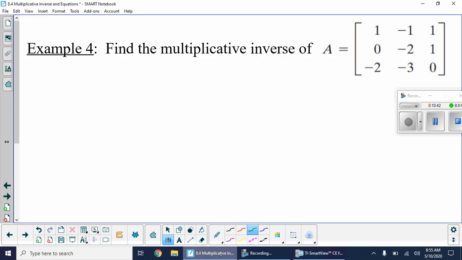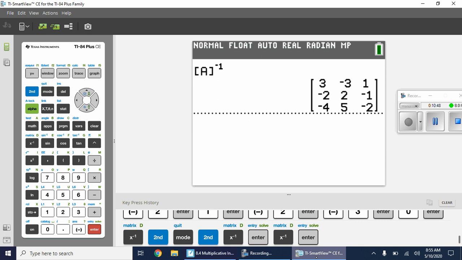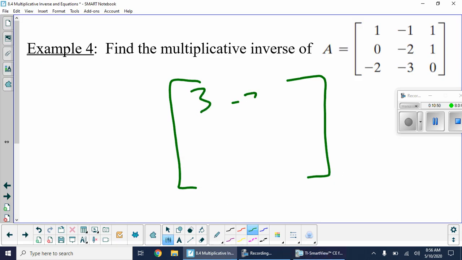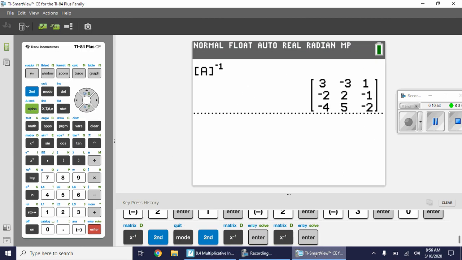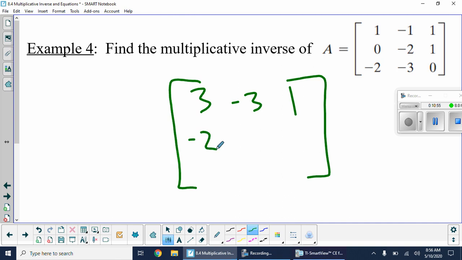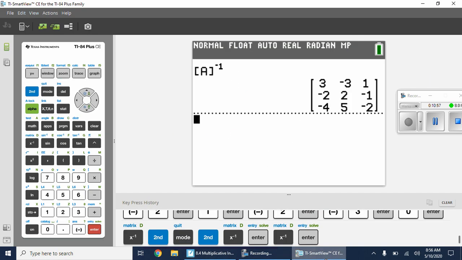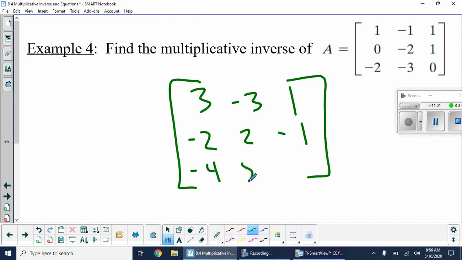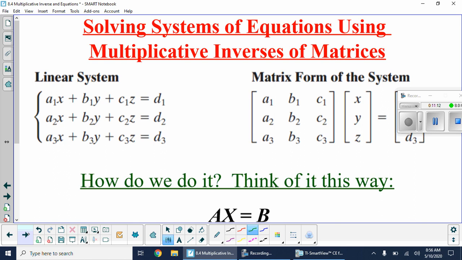So what we got? Let's write it in. 3, -3 and 1, -2, 2, and -1, -4, 5, and -2. All right. So we did that in our calculator. Once again, that is available to you. Just wanted to show you how to do it. All right, moving along.